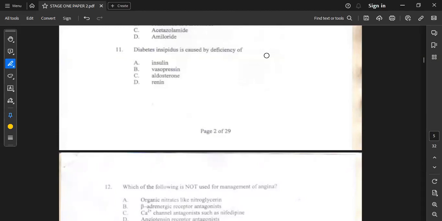So for the central diabetes insipidus, this is whereby your posterior pituitary gland is not producing the ADH, the vasopressin. But now for the nephrogenic diabetes insipidus, your posterior pituitary gland is doing its job, it's producing the ADH, but your kidneys are the ones that are not responding to the ADH that is being produced. Hence the term nephrogenic.